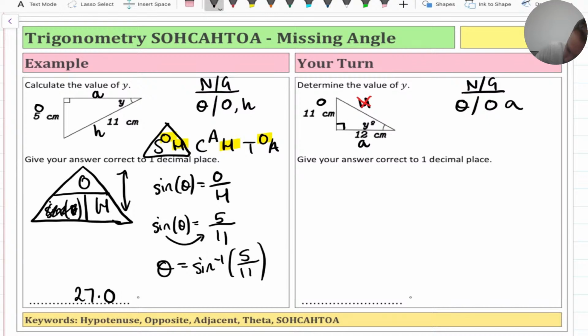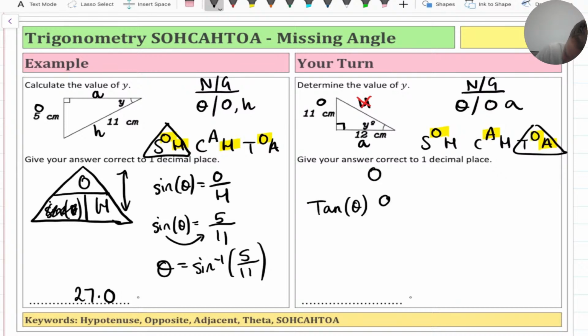So I write down the word SOHCAHTOA, and I highlight everything which is in my need and got list. So I highlight O, I highlight A, and you can see the one that's got two things highlighted is TOA, so this one over here. So then I write down tan of theta is equal to opposite over adjacent.